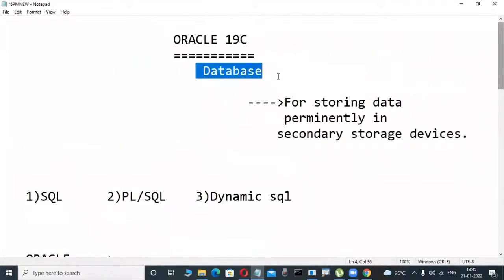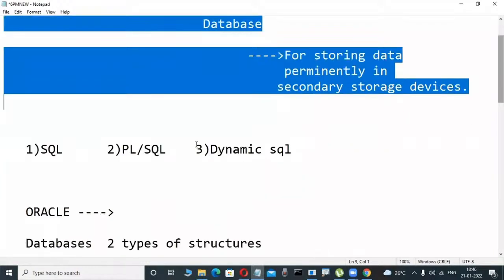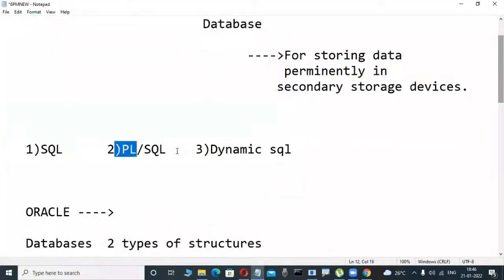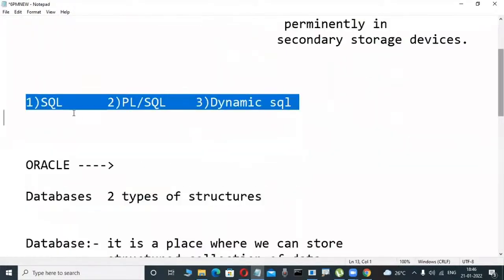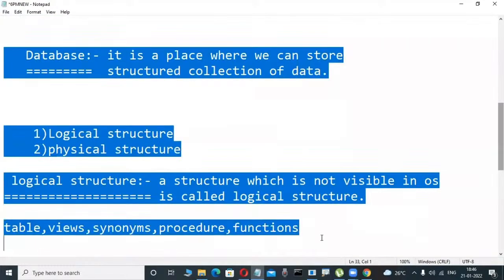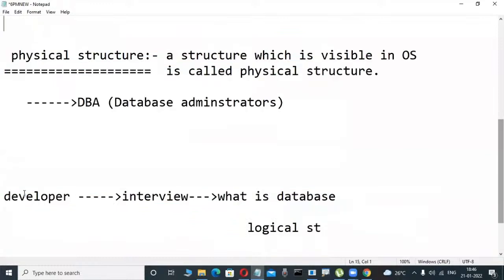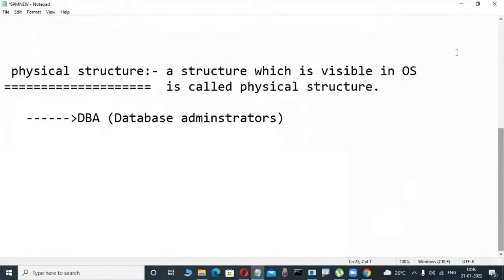What is the purpose of databases? Not only storing data permanently, but also retrieving and fetching the data efficiently from some place. If you want to operate this Oracle software, we use SQL, PL/SQL, and dynamic SQL languages. Anywhere we learn an Oracle course, these three things are taught. That is a very small thing I'm telling. Okay, fine. Now check it out.